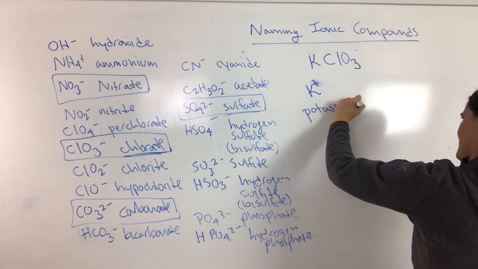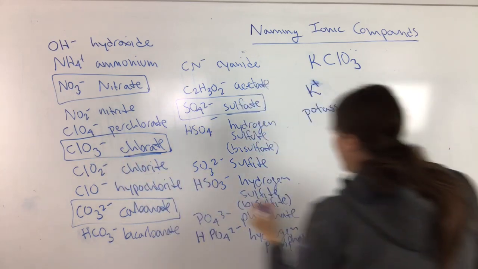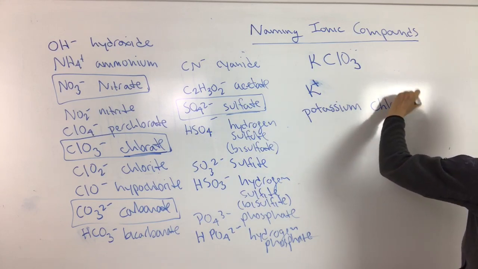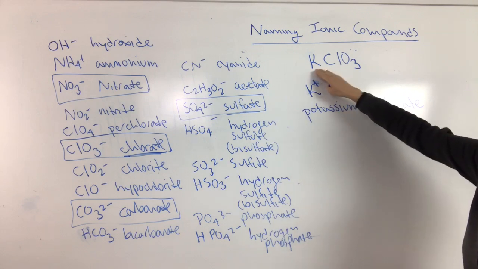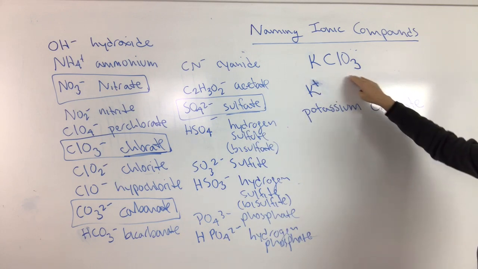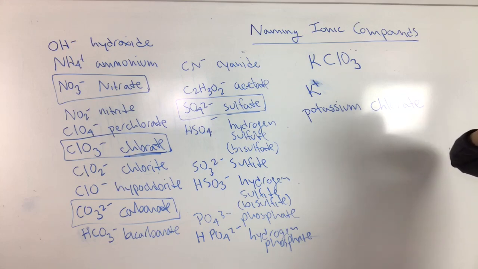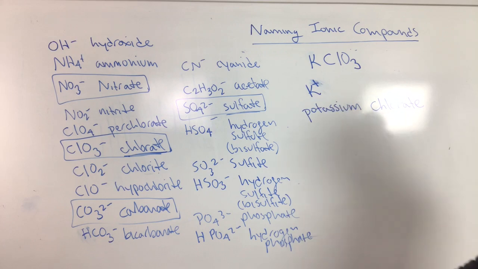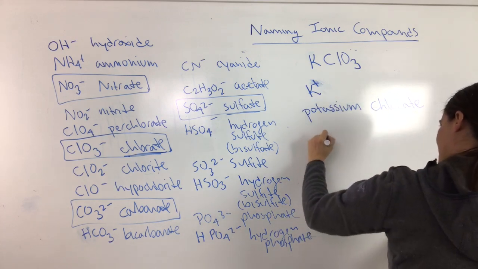So we have potassium, and then ClO3- is the chlorate ion. So we just write potassium chlorate. So we write the name of this first element, and then we write the name of the polyatomic ion. So potassium chlorate. And remember, the reason why we don't need the Roman numeral here is because potassium only forms 1 ion.